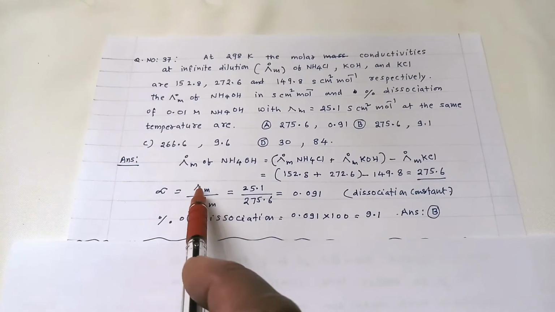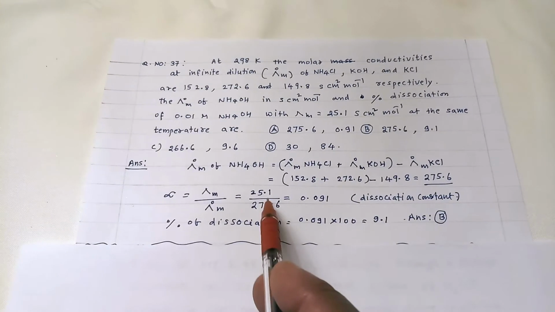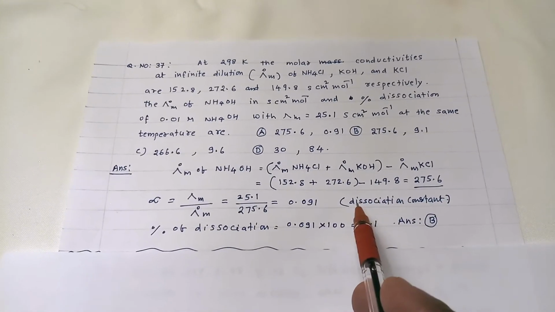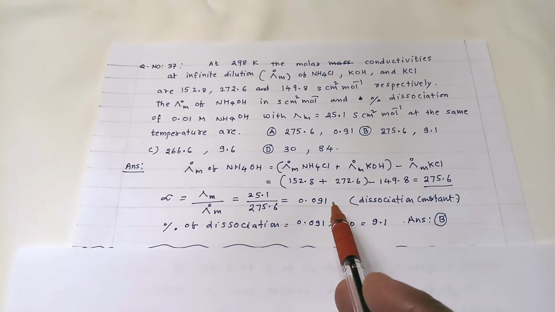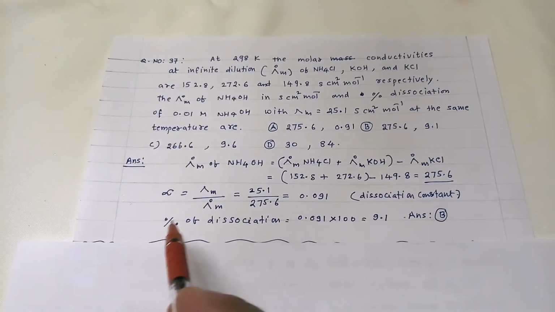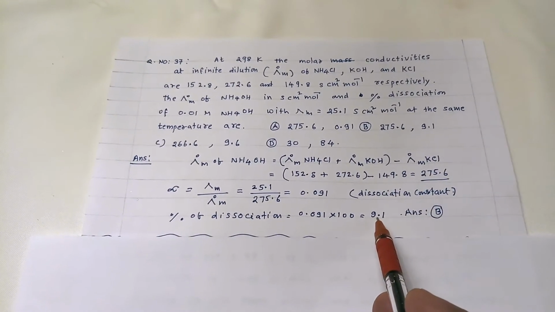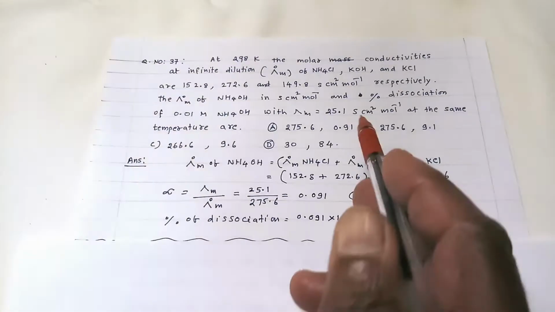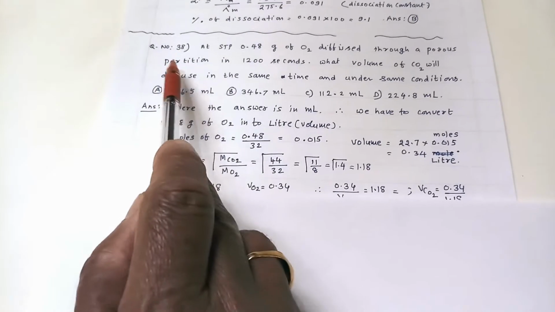So alpha is equal to lambda m by lambda naught m. So 25.1 by 275.6, so 0.091. So this is the degree of dissociation coming. So for percentage of dissociation we have to multiply with 100. So 9.1 will be coming. So both the 275 and 9.1 are matching to the answer B. So the answer is B. So next we'll go to question number 38.